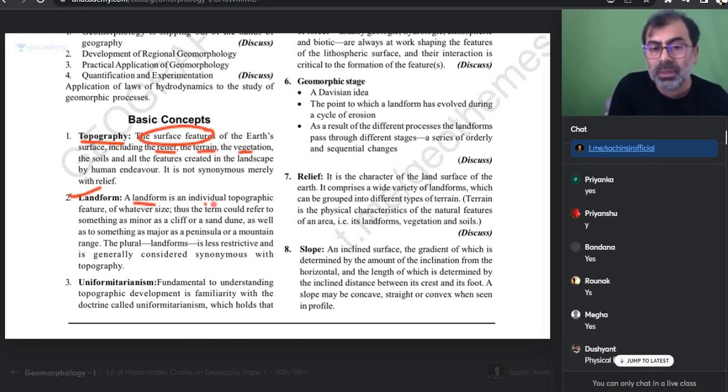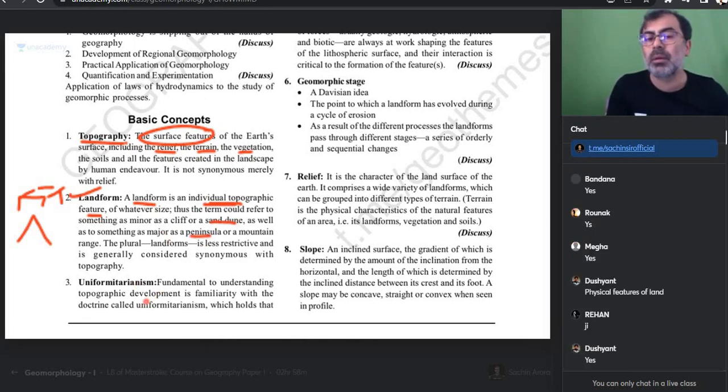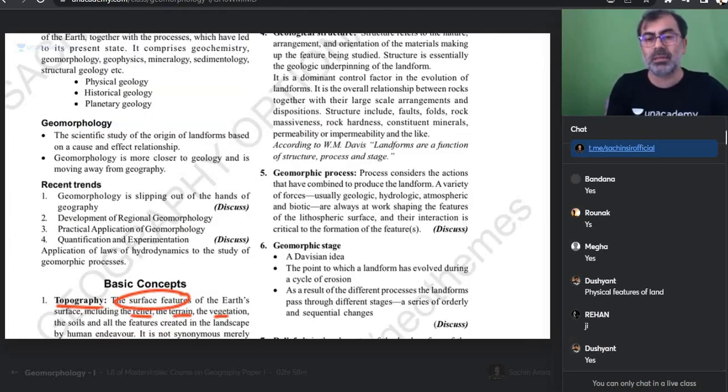What is a landform? A landform is an individual topographic feature. So a mountain peak is a landform. Get that? A plateau is a landform. And what is topography? A collection of many mountains, a collection of surface features, is the topography. Is everyone okay? A sand dune is a landform. A peninsula is a landform. Uniformitarianism. Fundamental to understanding topographic development is familiarity with the doctrine called uniformitarianism. Is everyone okay with uniformitarianism?